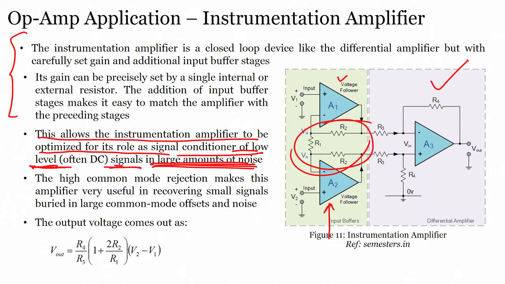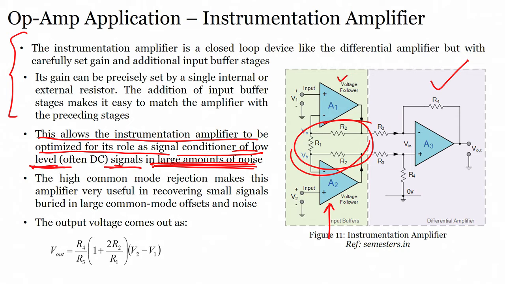You may not be able to understand very clearly in terms of the sound, but if you understand that if there is a signal and there is a noise, then it is easy to extract the signals from this noise, or optimize these signals, with the help of the instrumentation amplifier. Now, the high common mode rejection ratio makes this amplifier very useful in recovering small signals buried in large common mode effects and noise, alright.